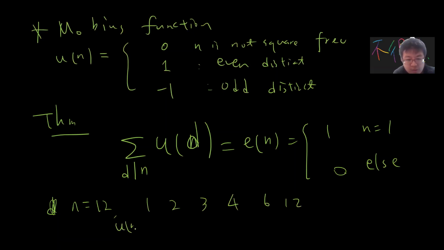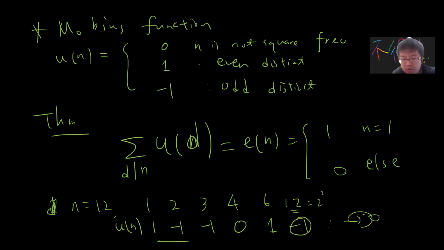Now you can calculate mu of d. So it's 1, minus 1, minus 1, 0, 1, and then this is minus 1. And 12 is 2 squared times 3, so mu of 12 is 0. So the total sum is 0. This is really an amazing thing. It looks a little bit non-trivial.